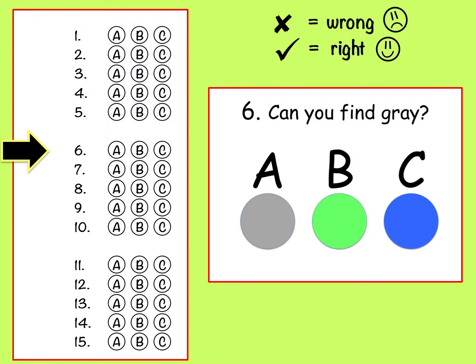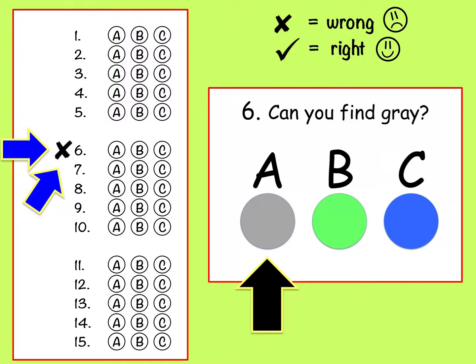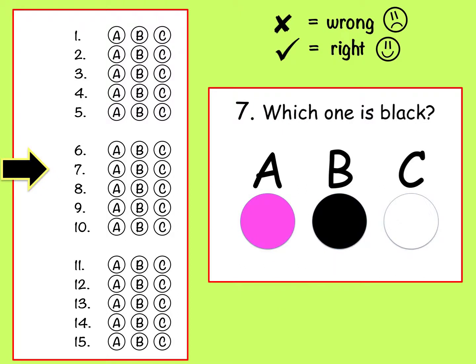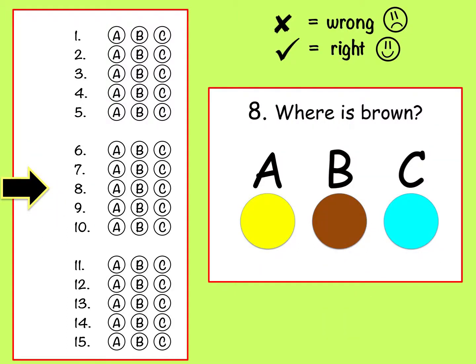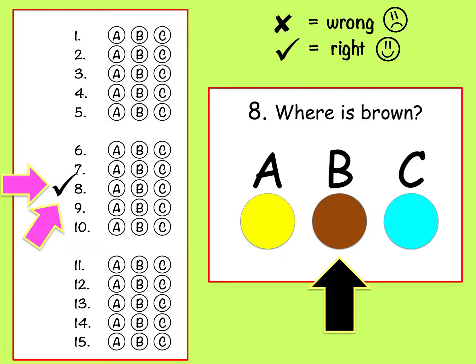Can you find gray? A is gray. Put an X for wrong and a check for right. 7. Which one is black? B is black. Put an X for wrong and a check for right. 8. Where is brown? B is brown. Put an X for wrong and a check for right.